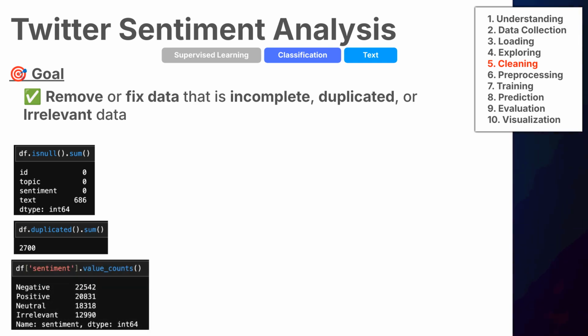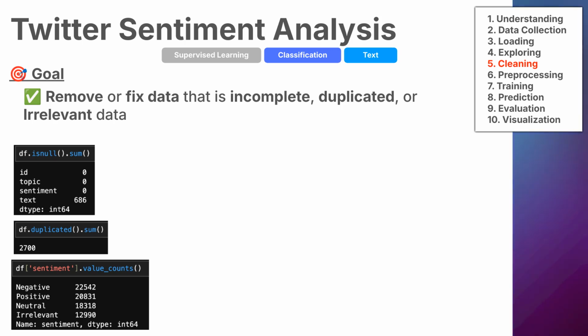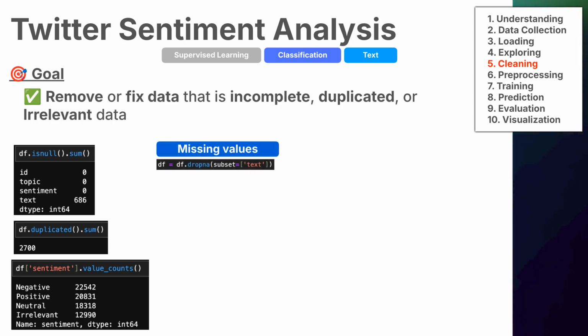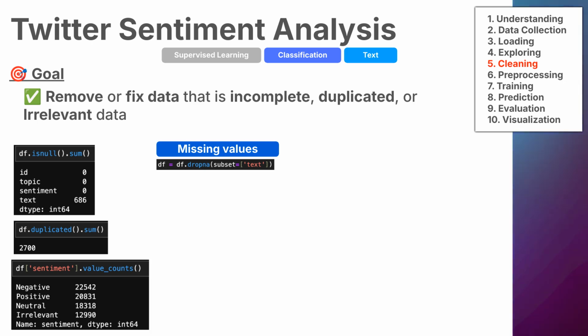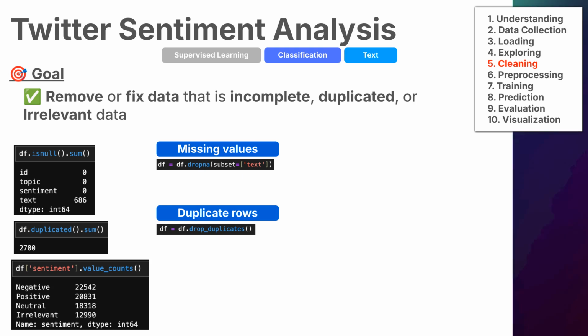12,990 tweets are labeled as irrelevant, which are not valid according to the official definition. To clean the data, first drop all rows where the tweet text is missing with the dropna method, since tweets with no content cannot be used for sentiment analysis. Next, we remove all duplicate rows with the drop_duplicates method to ensure that the model does not see repeated data, which could introduce bias.